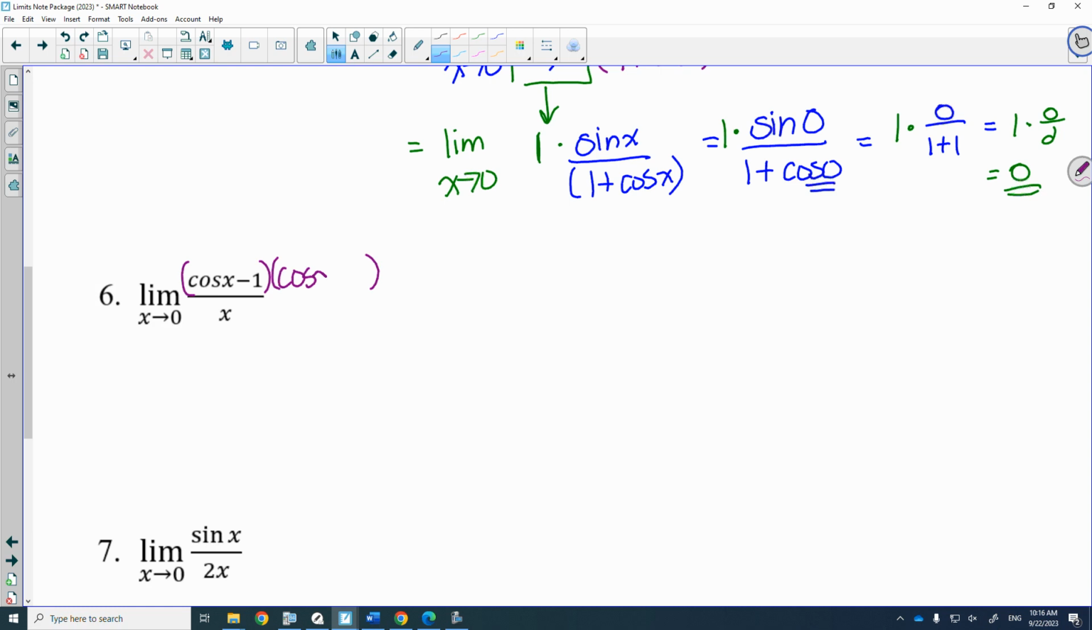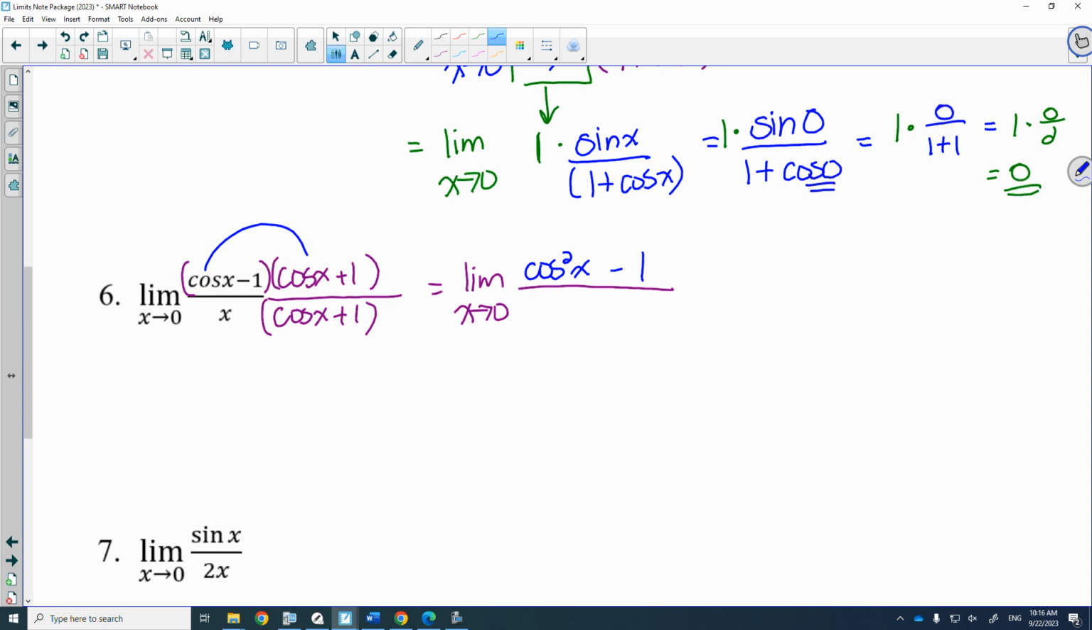So the conjugate is cos of x plus 1 all over cos of x plus 1. This is equal to the limit as x approaches 0. You could expand out your conjugate. Cos of x times cos of x is cos squared of x minus 1, all over x times cos of x plus 1.